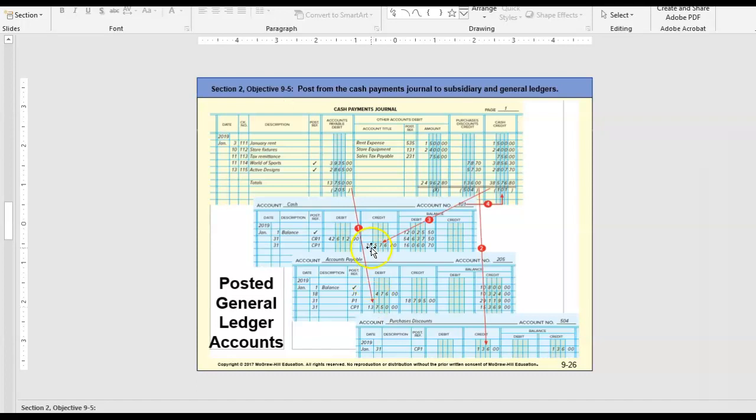So notice how we're just using the total amounts. That's it. The little amounts go into individual subsidiary ledgers, and the big amounts, the big totals, go into the big general ledger. And I'm pretty sure I don't have you doing any posting for homework.